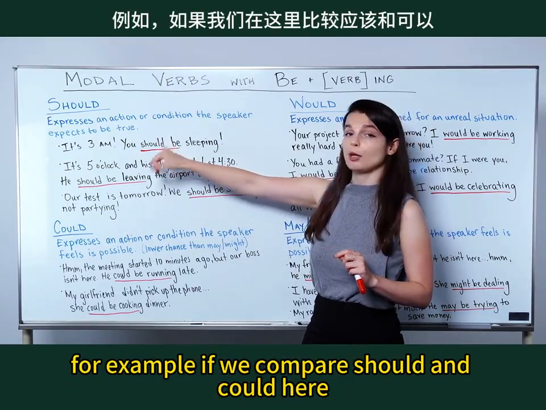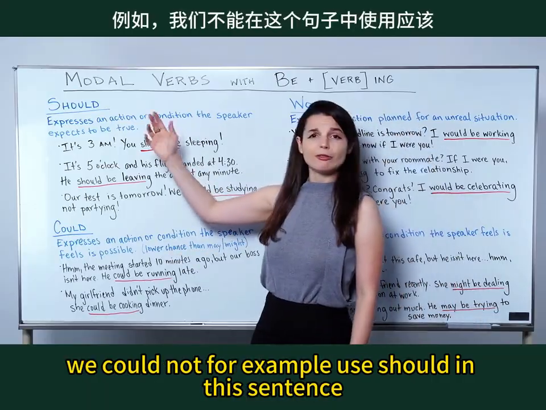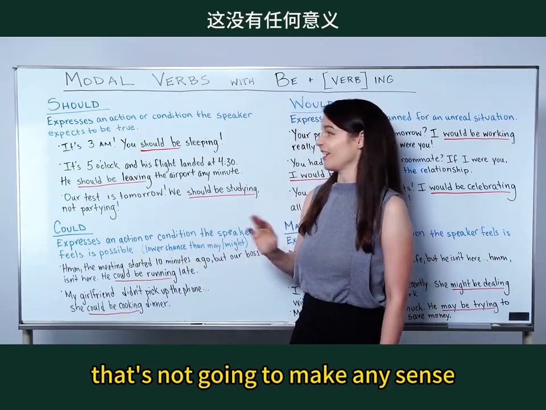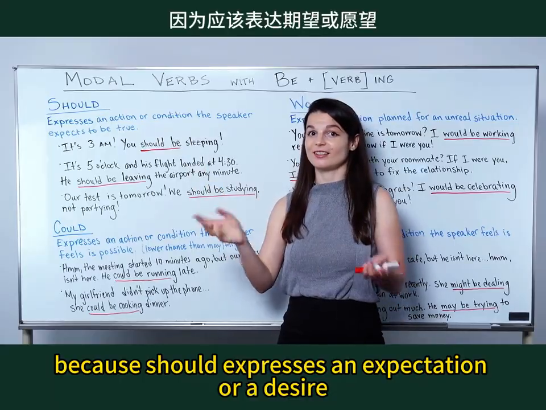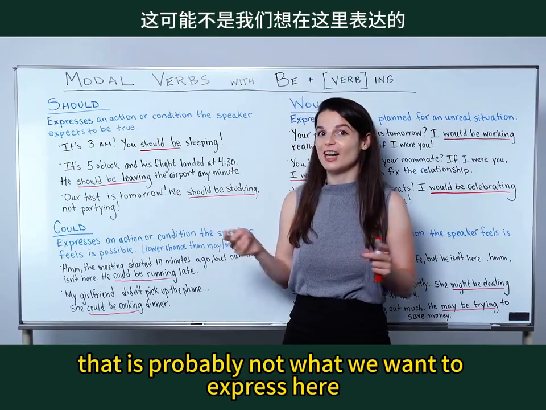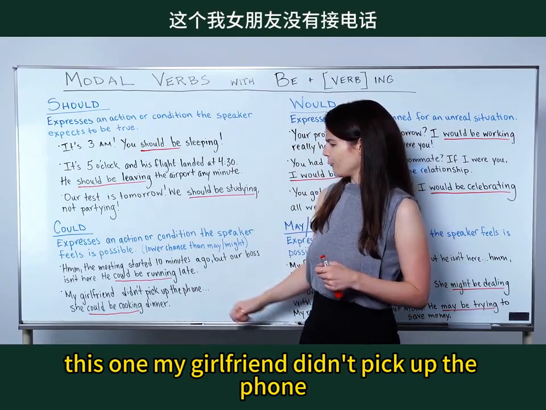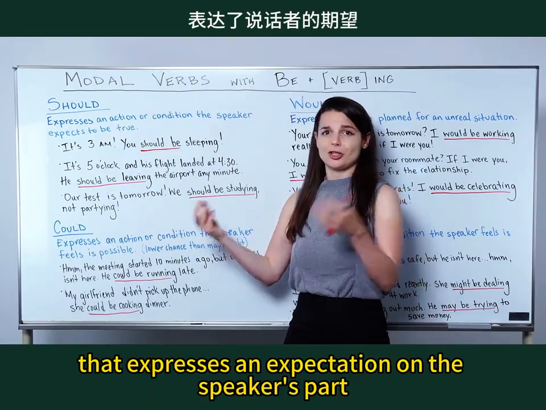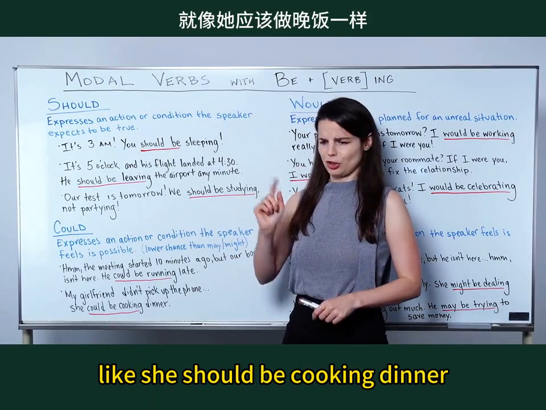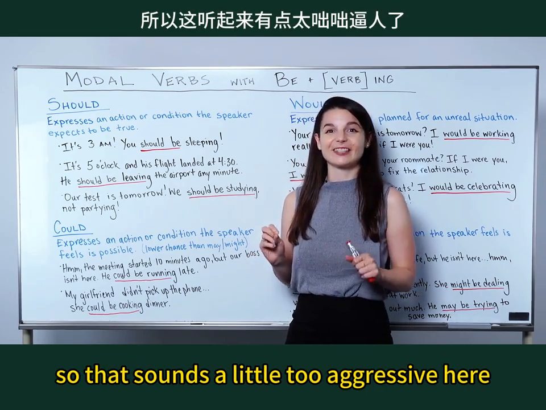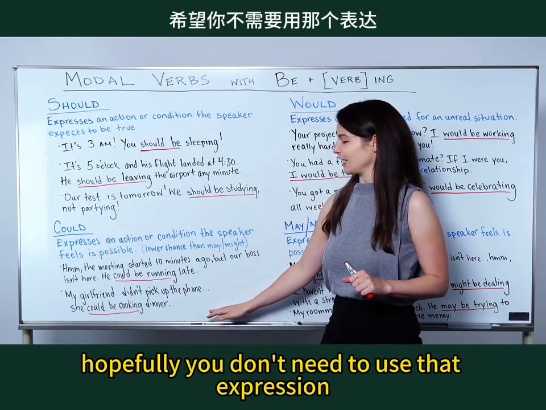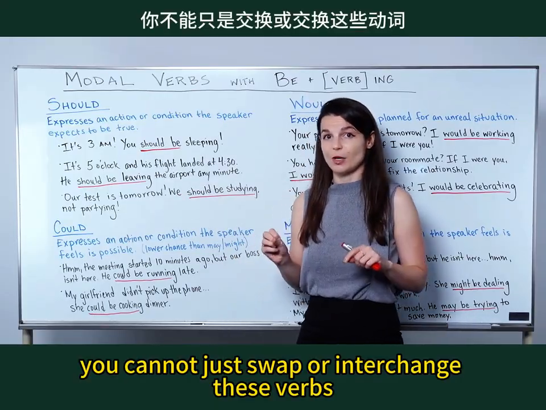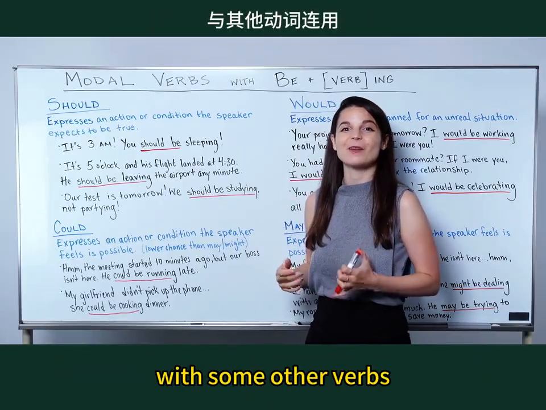For example, if we compare should and could here, we could not, for example, use should in this sentence. He should be running late. That's not going to make any sense because should expresses an expectation or a desire. That is probably not what we want to express here. This one, my girlfriend didn't pick up the phone. She should be cooking dinner. That expresses an expectation on the speaker's part. That sounds a little aggressive, like she should be cooking dinner. So that sounds a little too aggressive here. Hopefully you don't need to use that expression. But please keep in mind, you cannot just swap or interchange these verbs. We'll look at this in a little bit more detail later with some other verbs too.